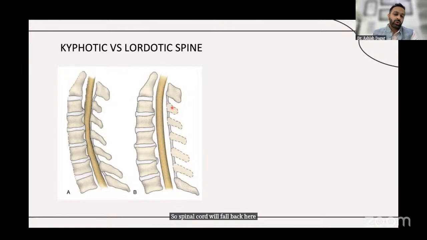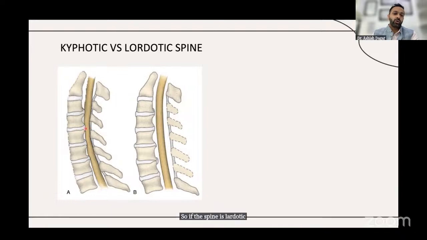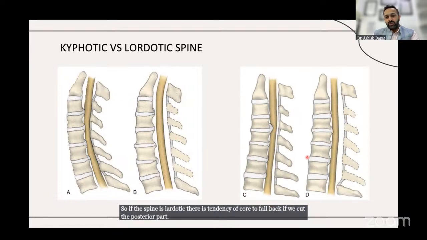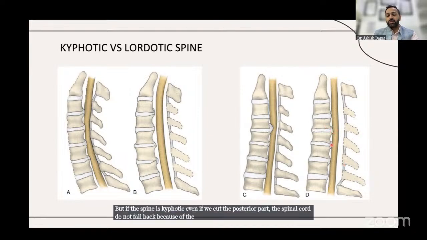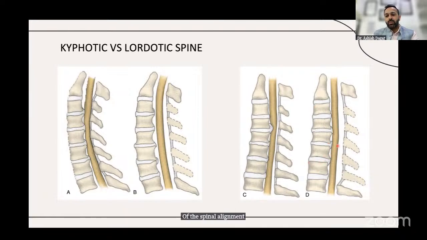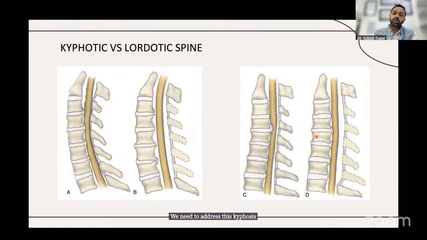So these dotted lines denote that we have removed this part. So if the spine is lordotic, there is a tendency of the cord to fall back if we cut the posterior part. But if the spine is kyphotic, even if we cut the posterior part, the spinal cord does not fall back because of the kyphotic nature of the spinal alignment. So in such cases, the posterior surgeries are not useful. We need to address this kyphosis and we need to correct this kyphosis.